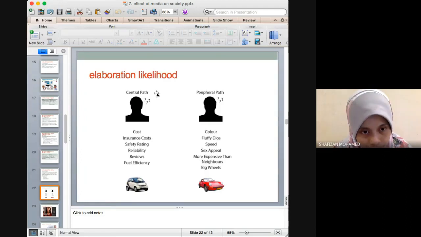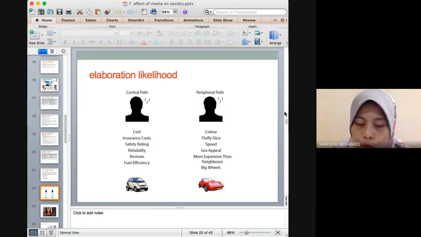Can you follow? So later on, probably you can do research on how advertisers use this theory. You can compare which type of advertisers would use the central path and which type would use the peripheral path. Can?